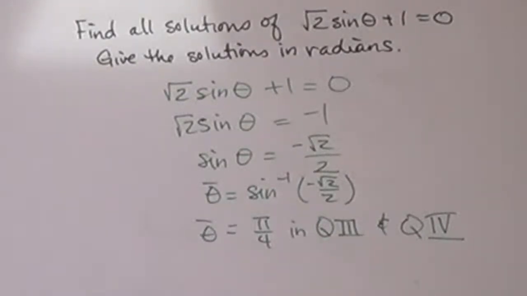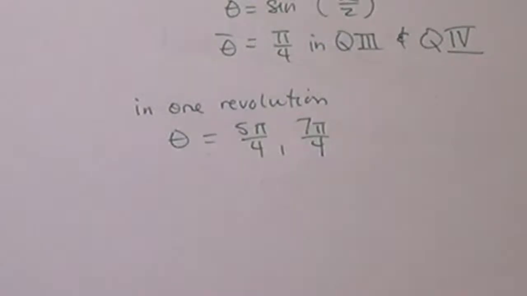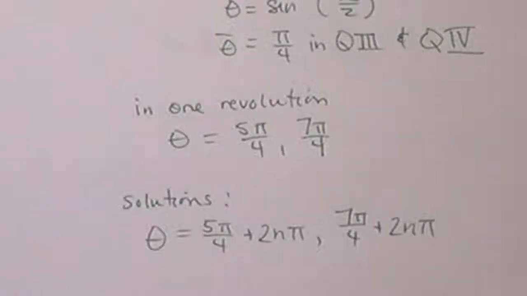Okay. So now if we get the actual angle values, pi over 4 in the third quadrant is going to be 5 pi over 4, and pi over 4 in the fourth quadrant is going to be 7 pi over 4. So if we were just asked to find the solutions in the interval from 0 to 2 pi, those would be our solutions. But here we want to find all of the solutions. So now we have to think of all possible coterminal angles with this. So our solutions for this equation are theta equals 5 pi over 4 plus 2n pi, and theta equals 7 pi over 4 plus 2n pi.